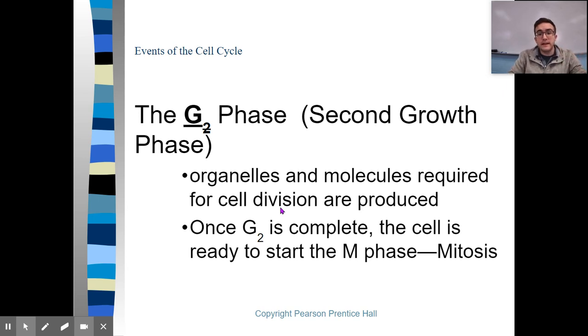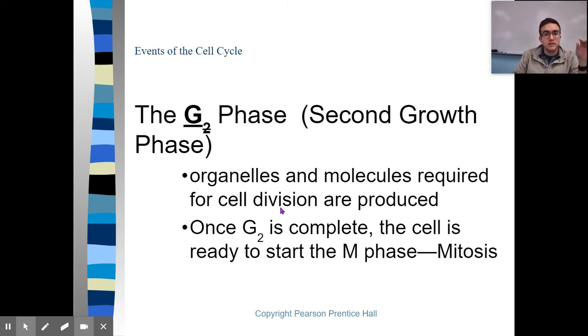And then right before we enter the M phase, this mitosis part, we go through G2, which is second growth. So all the organelles and molecules required for cell division are produced. We'll talk about in mitosis the centrioles and spindle fibers and how those get made. Those are made during G2. And then once G2 is complete, once we have everything on deck, well, then we go through mitosis.